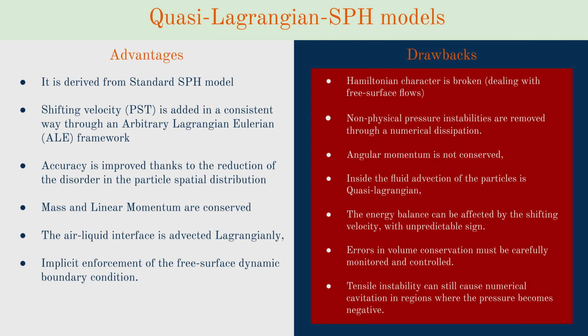This slide reports the advantages and drawbacks of the quasi-Lagrangian SPH models. The tensile instability is still present when using particle shifting. Indeed, the latter can only partially compensate for this instability. To remove it, we need the last compromise.